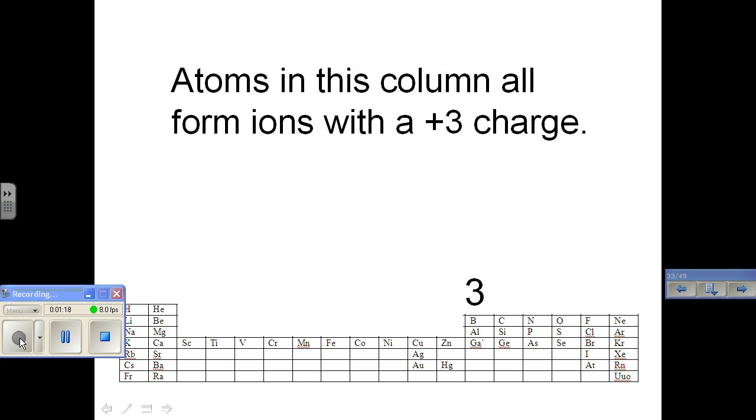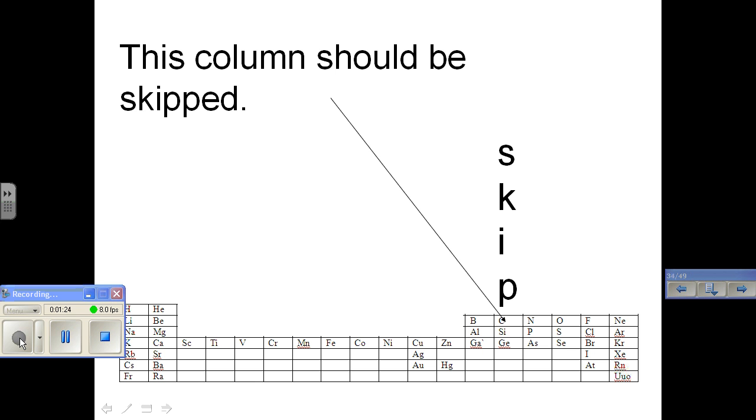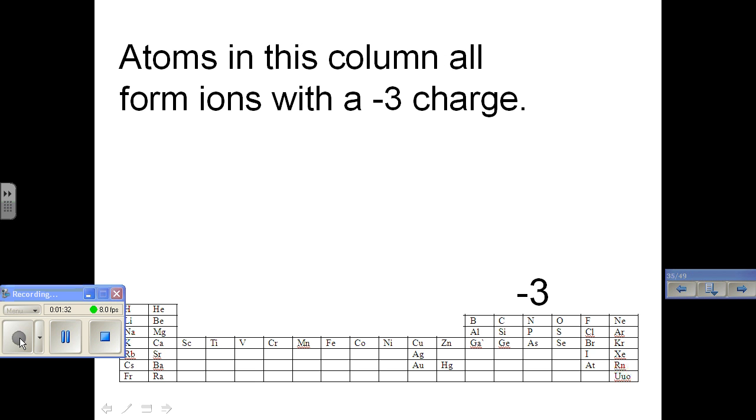And then, starting with boron again, we've got a +3 charge for the ions that form. And then skip the column with carbon because a lot of different stuff is going on in there, and we'll cover that column more when we talk about covalent bonding.